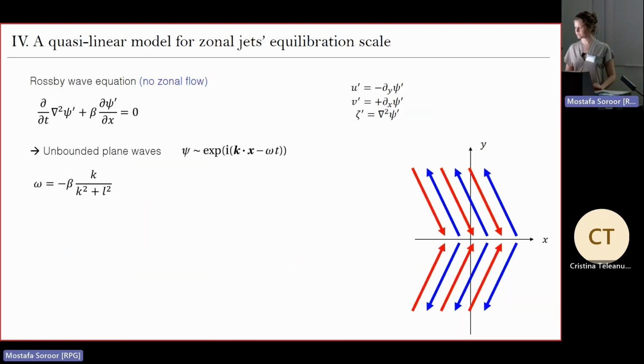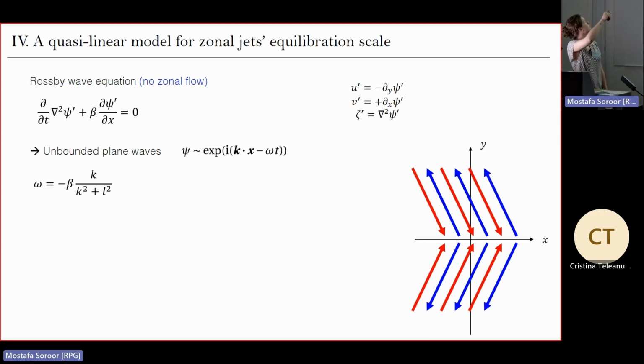So to try to understand this a little bit better, I'm starting off here with the Rossby wave equation in the absence of zonal flow and in the absence of dissipation. It's just written with the stream function psi related to the velocity and vorticity. If you have no zonal flow, no dissipation, you can search for solutions to this equation in the form of unbounded plane waves. And then you will get the classical dispersion relation for the Rossby waves.